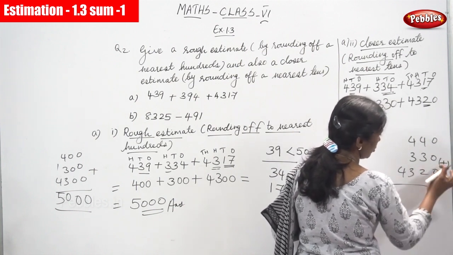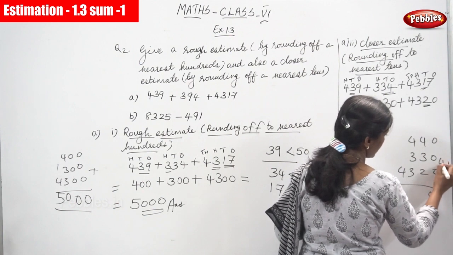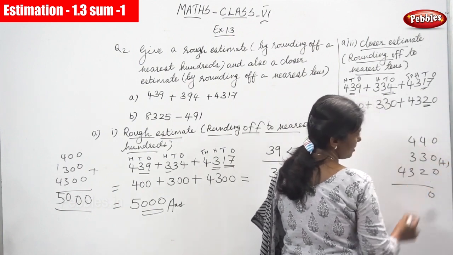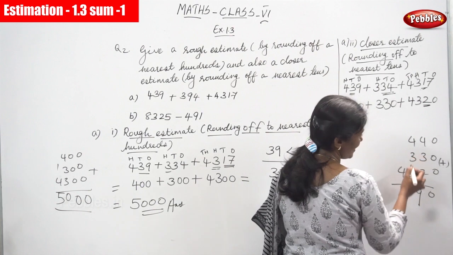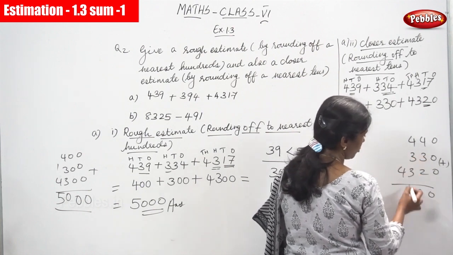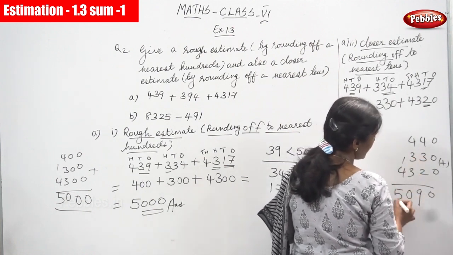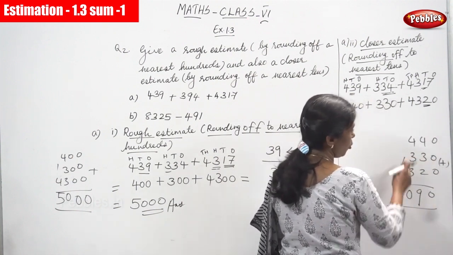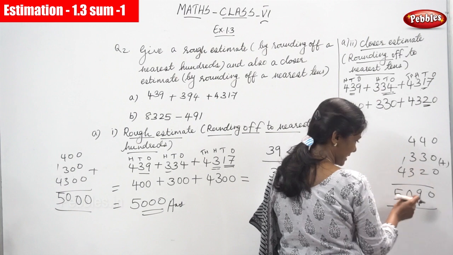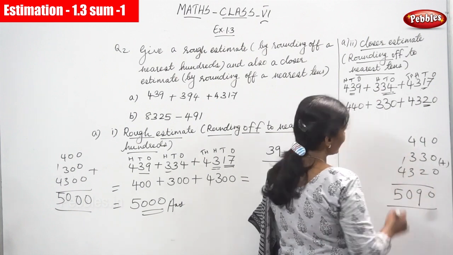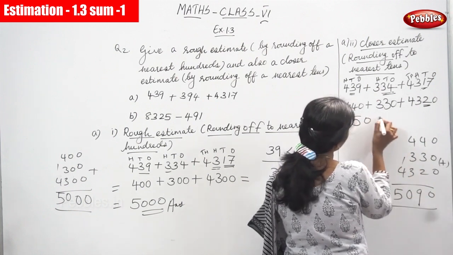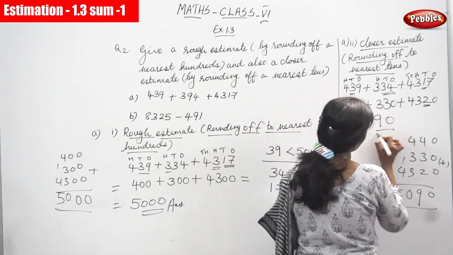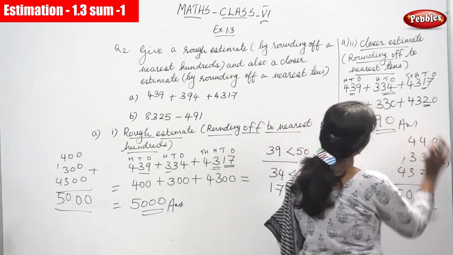0 plus 0 plus 0, 0. 4 plus 3, 7. 7 plus 2, 9. Again 4 plus 3, 7. 7 plus 3, 10, so 0, carry over goes to the top. 4 plus 1, 5. So 5090. The answer is 5090. This is the right answer for the question.